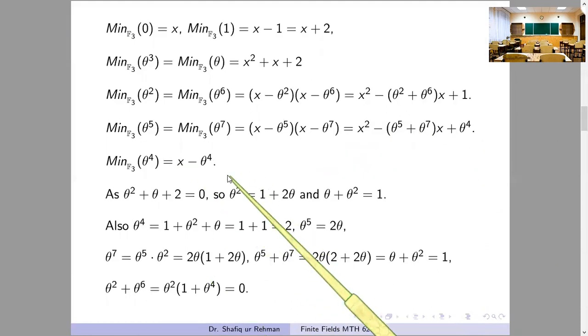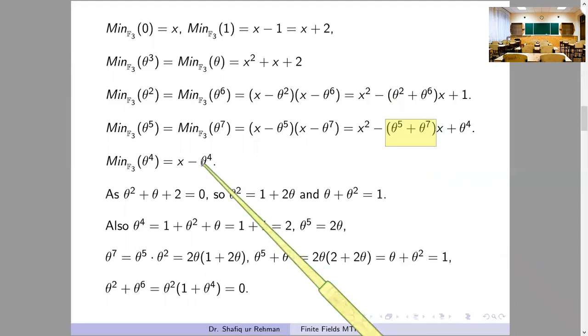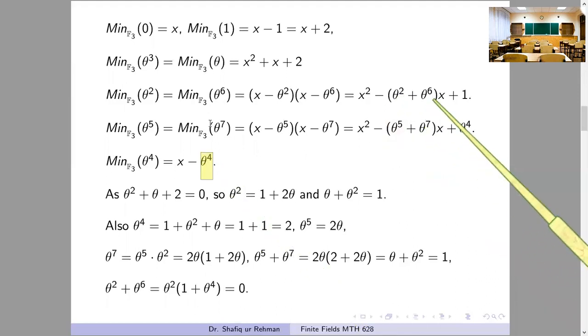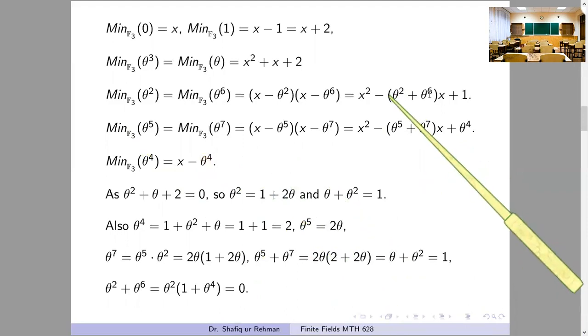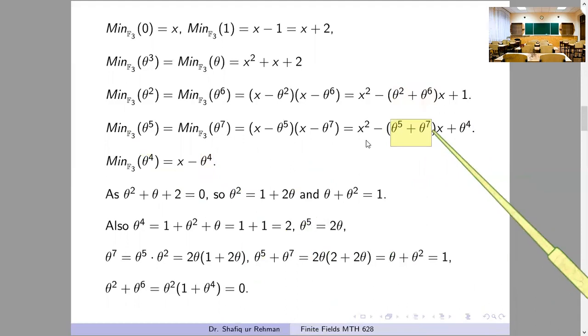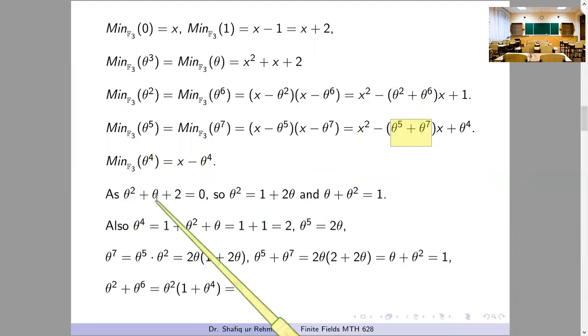And now we have to make clear that these elements, that is theta square plus theta 6, theta 5 plus theta 7 and theta 4, they should be in the field F3. And this we have to prove, and we have to find the values of these expressions by using the relation. We know that from the given minimal polynomial, starting polynomial, theta square plus theta plus 2 equal to 0.